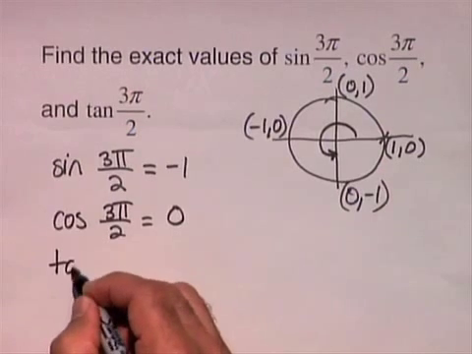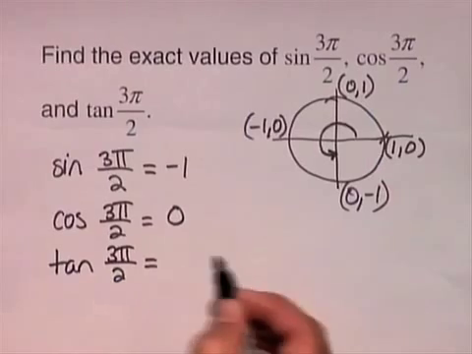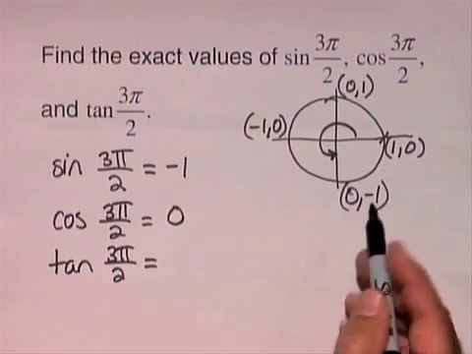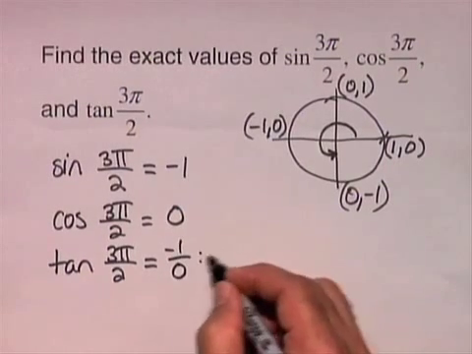And for tangent of 3 pi over 2, it is equal to the y value divided by the x value, negative 1 divided by 0, so it is undefined.